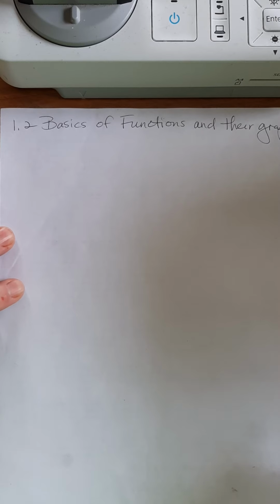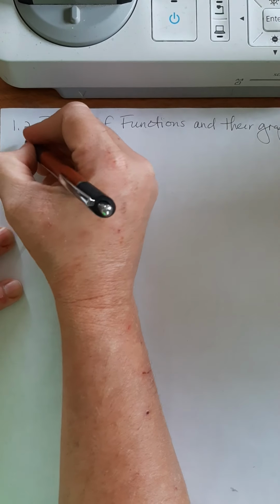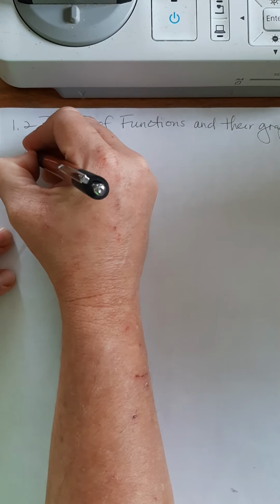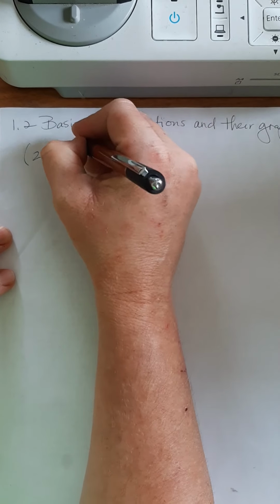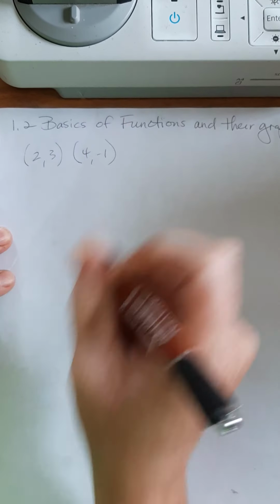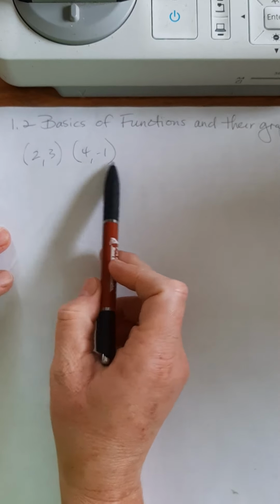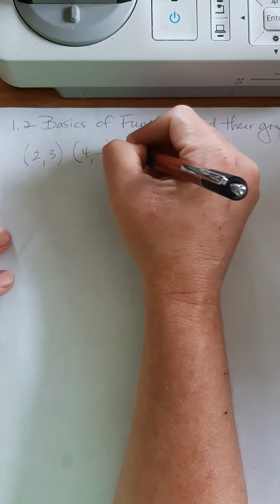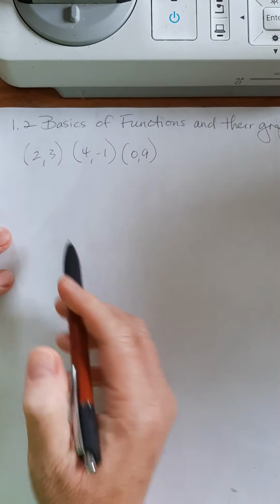Basics of functions and their graphs. Well, first, what is a function? A function is a set of ordered pairs, like (2, 3), (4, -1), (0, 9).